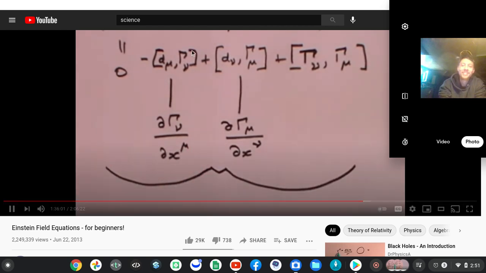I can tell you that for our purposes, it can also be regarded as the Ricci tensor, which we needed to derive.